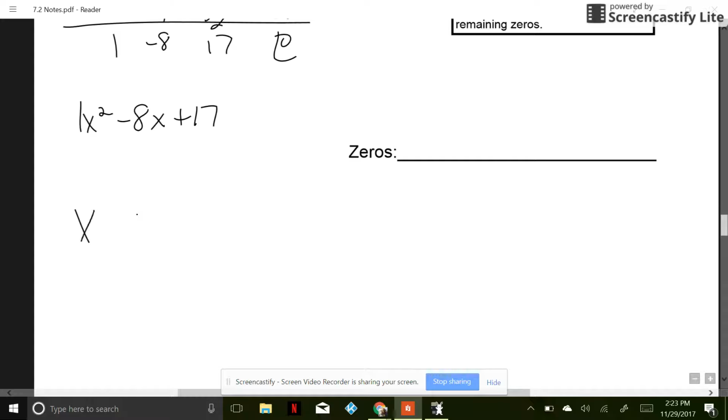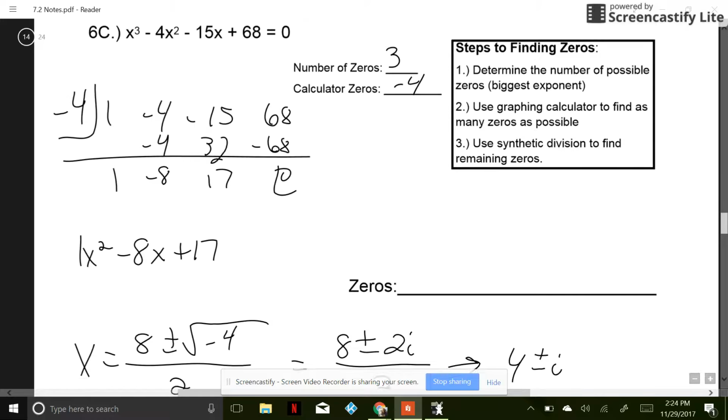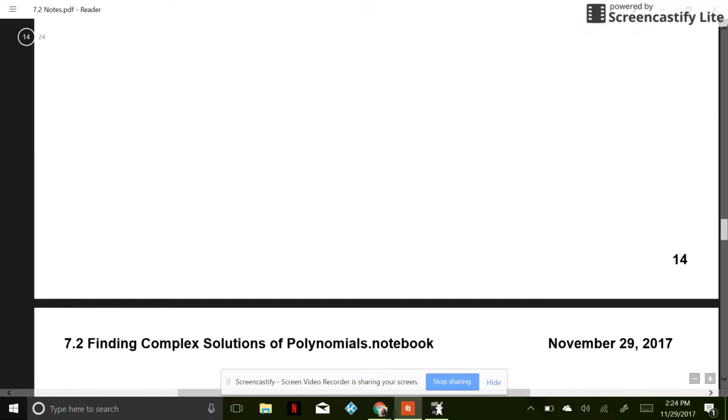We'll go ahead and use quadratic formula. So x equals negative b plus or minus the square root of b squared minus 4ac. I went ahead and did it for you. It's negative 4, all divided by 2a. So that square root of negative 4 simplifies to 2i. And this will simplify to 4 plus or minus i. So our 3 solutions are negative 4, 4 plus i, and 4 minus i.